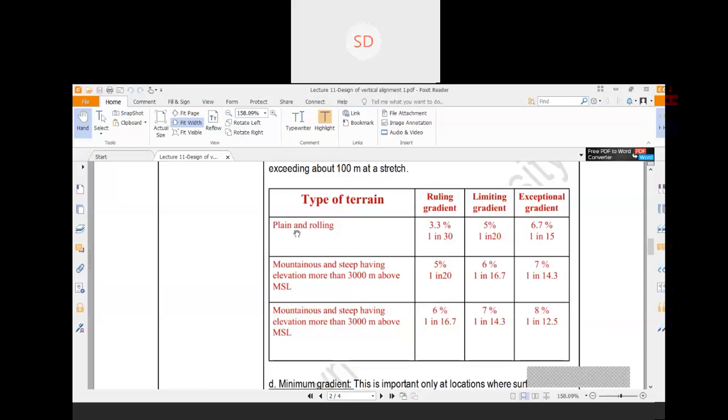Okay, so if your area is plain area, whatever gradient you have to design, that gradient is 1 in 30. If your area is mountainous with a steep elevation, it would be 5%, and if it is mountainous with more than 3000 meters above MSL, your ruling gradient would be 6%. So based on this ruling gradient limiting value, you have to design your entire section.